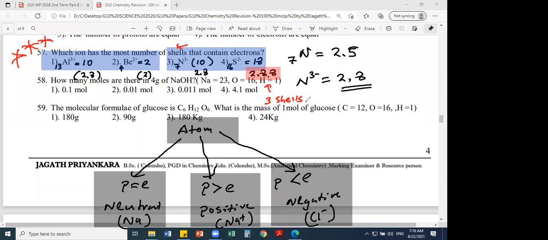Shall I erase this? Is anyone still copying this down? So the answer is 4, right? The answer is 4. Please hurry up. Okay, let's move on to the next question until they copy this down.